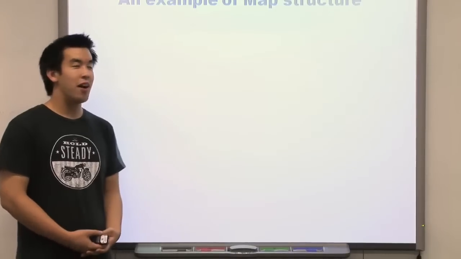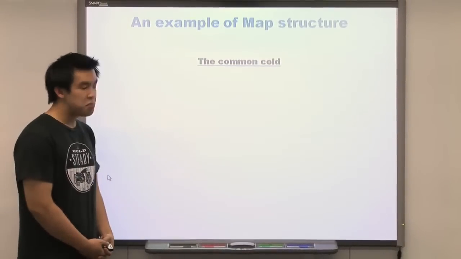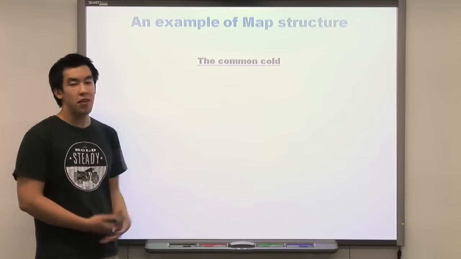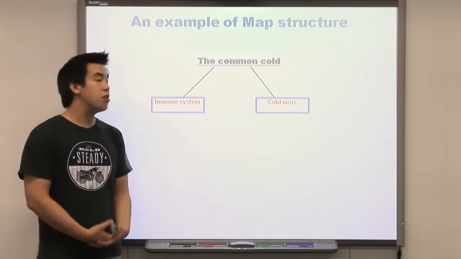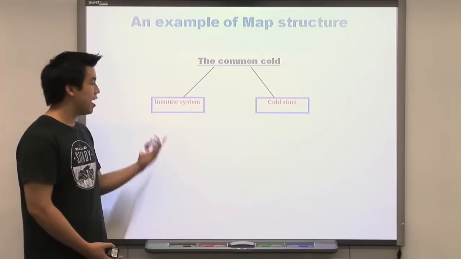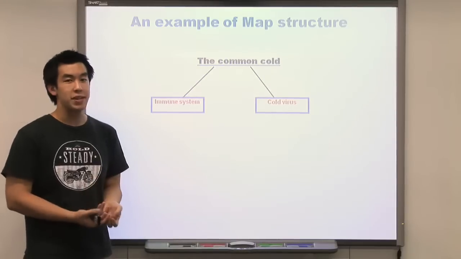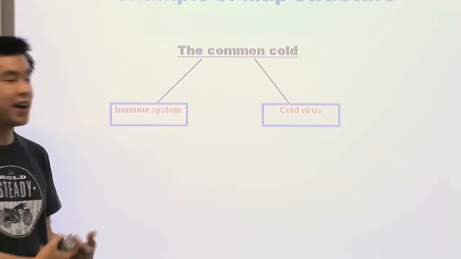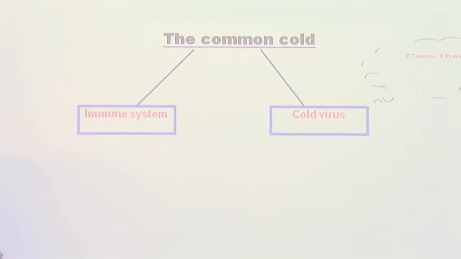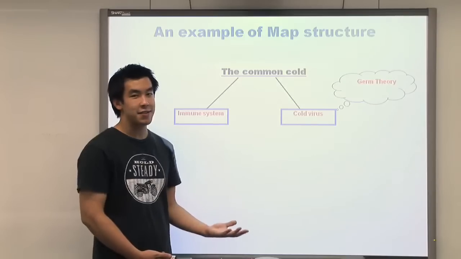We will now go over an example of map structure. The example we'll be looking at is the example of a common cold. Two directly related concepts to the common cold are the immune system and the cold virus, here shown in blue text. Because they represent vital laws and ideas, they are in orange. A related piece of knowledge to the cold virus is germ theory, so it's shown in a cloud.